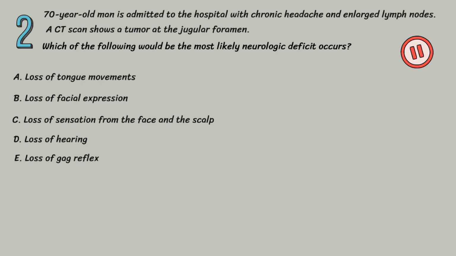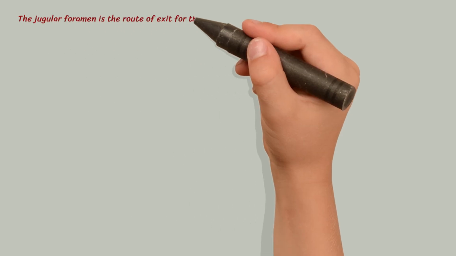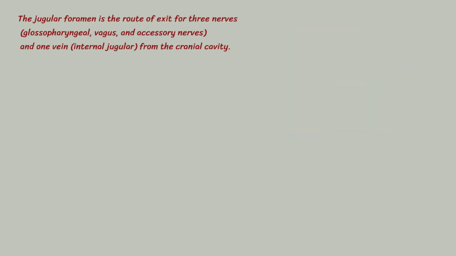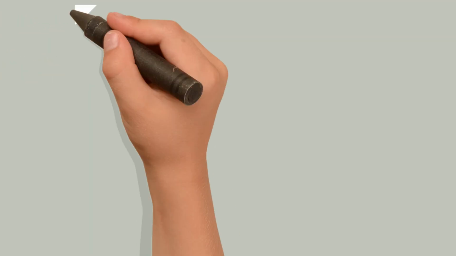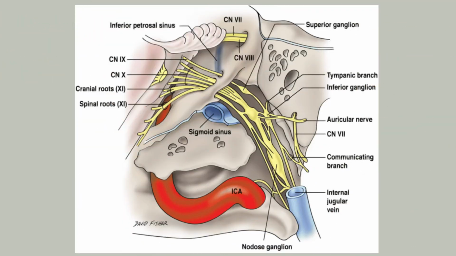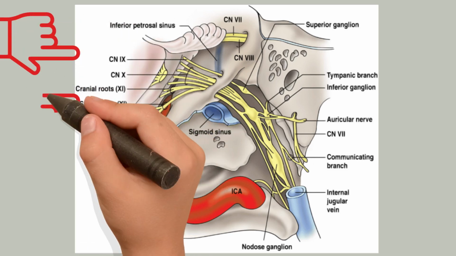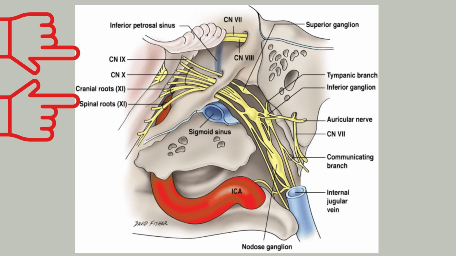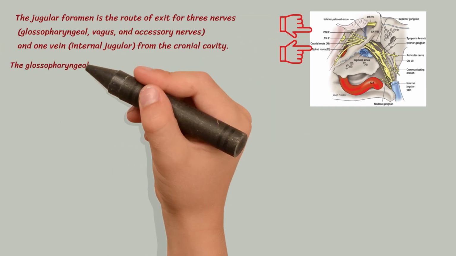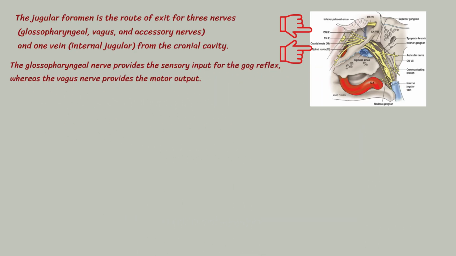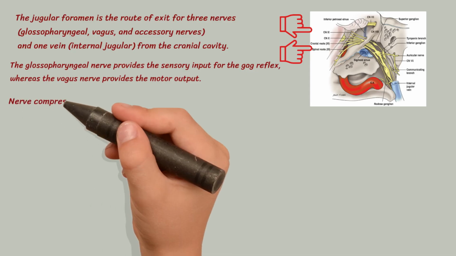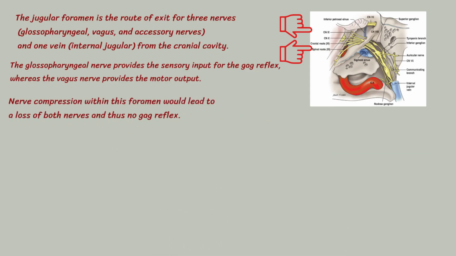For this indirect question, we need to know that the jugular foramen transmits 3 nerves and 1 vein, which is the internal jugular vein. These 3 nerves are the 9th, 10th and 11th: glossopharyngeal, vagus, and accessory nerves. These nerves enter through the jugular foramen. So the question is about the glossopharyngeal and vagus nerves. Both supply, sensory and motor respectively, the gag reflex. Any nerve compression here means no gag reflex.